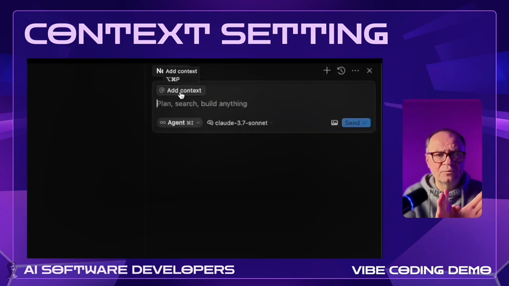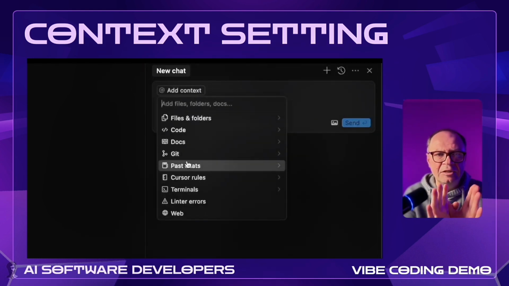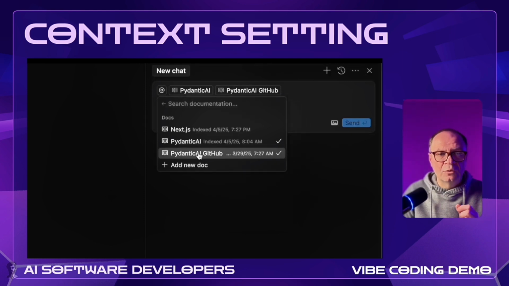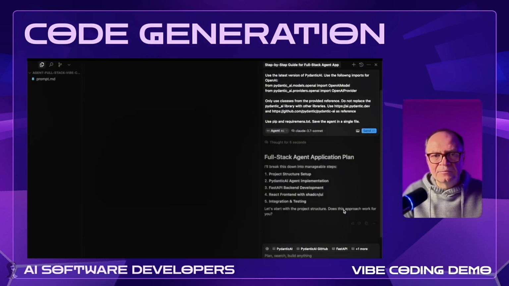Once your prompt is ready, context setting is the next important task in Cursor. Let's move on now to the actual code generation. You have your prompt, you have your context set. Now it's time to launch it. So you paste your prompt into the chat box and you hit generate.